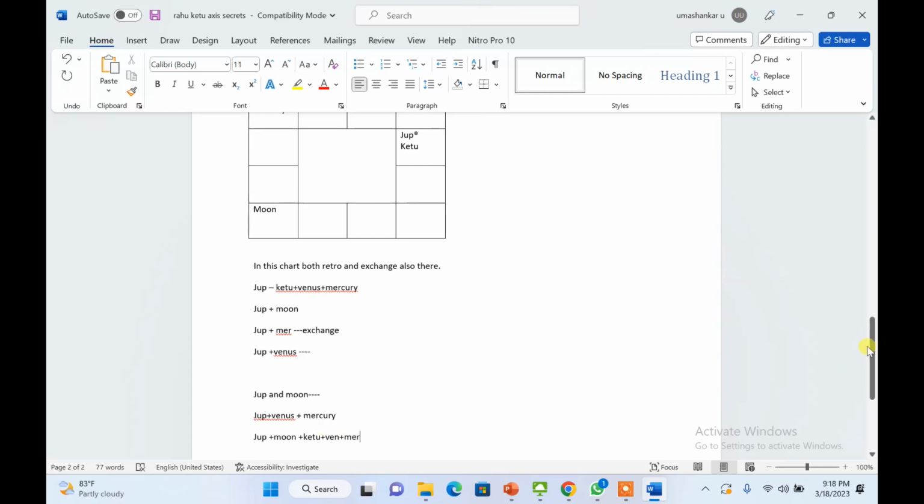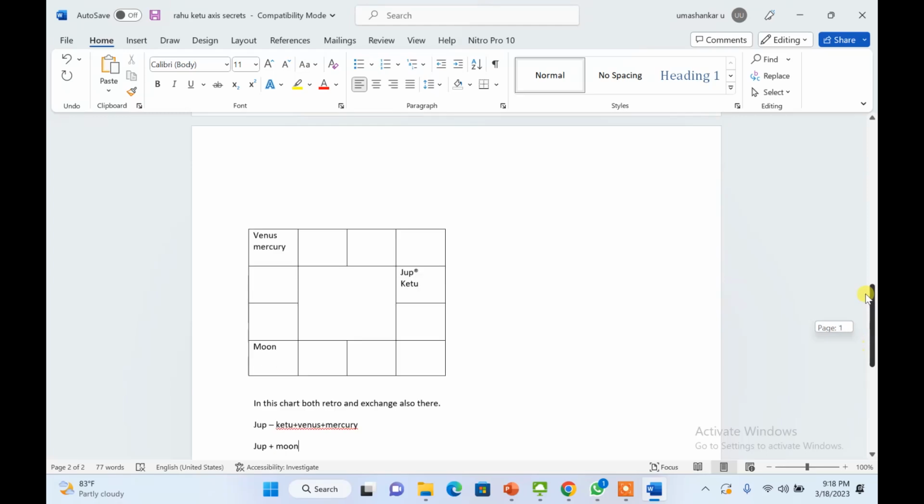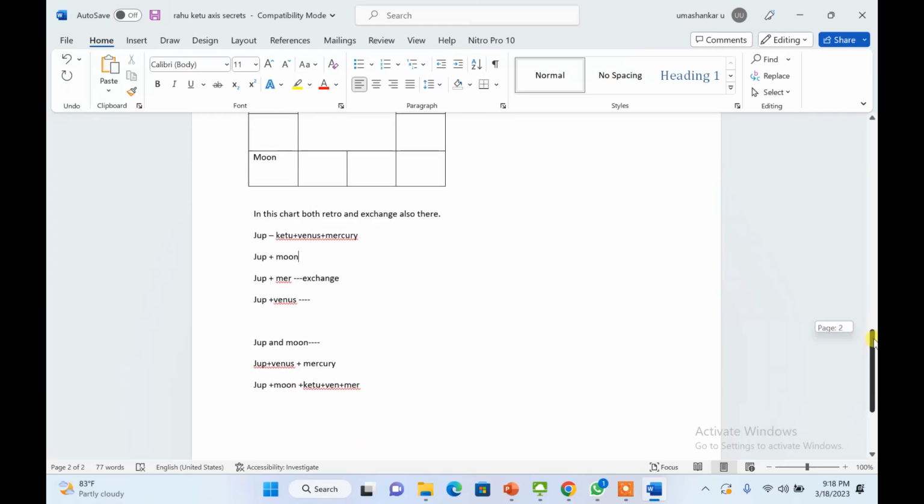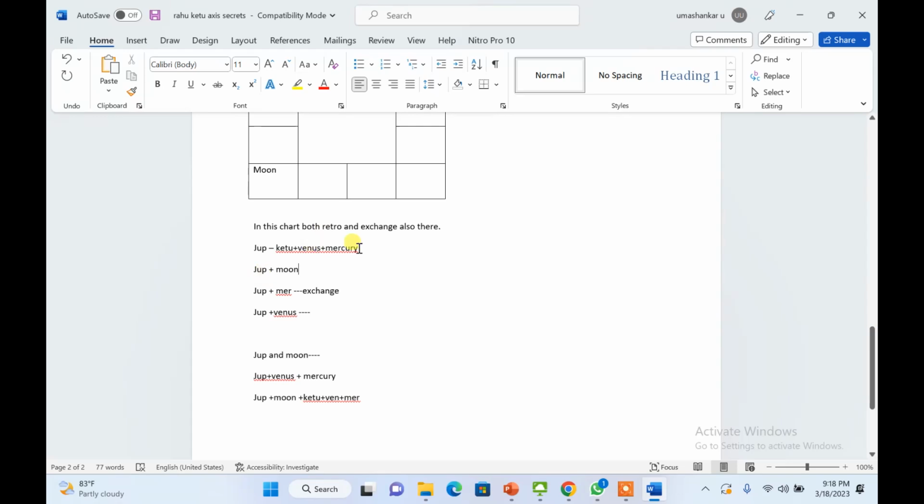So which one will you take? Understood? Which one will you take? See, this is where people fail to give predictions. This Jupiter Moon is a kind of exchange and one result. This Jupiter Venus is going to give one result, and Jupiter plus Moon and Ketu, Venus plus Mercury is going to give one result. In one case, there is no connection for Venus at all. So can we deny him the marriage?